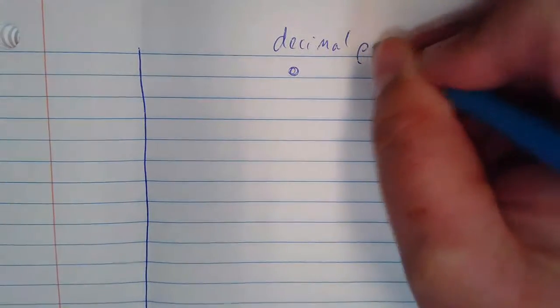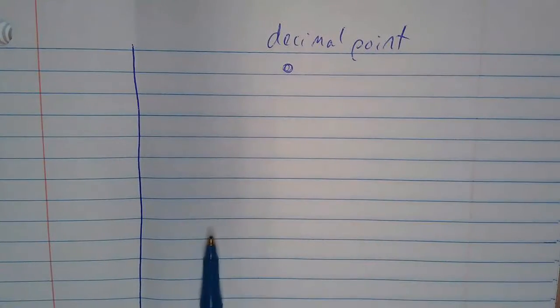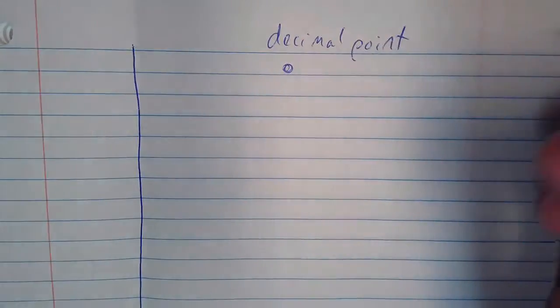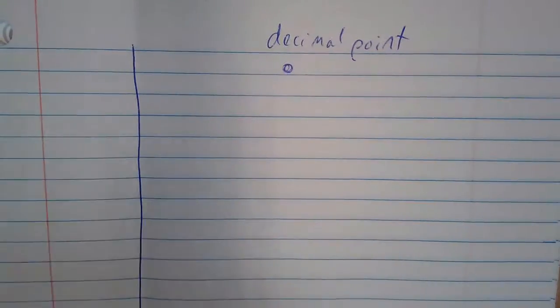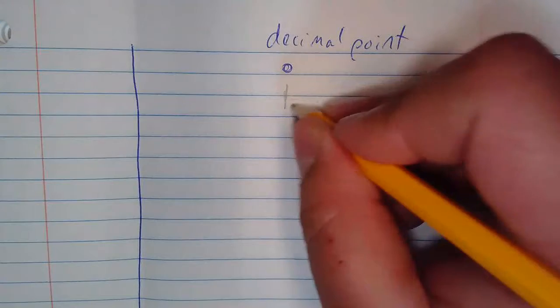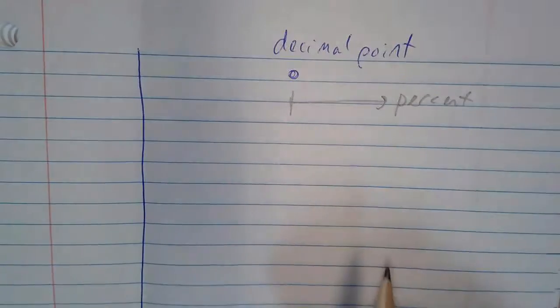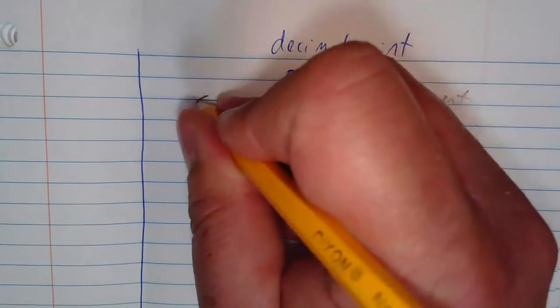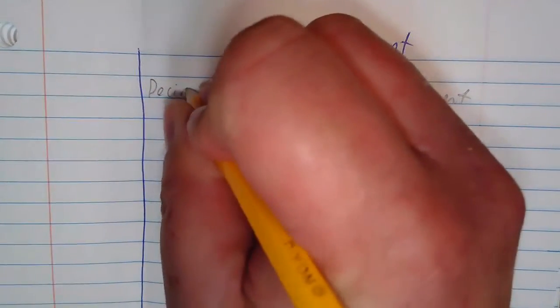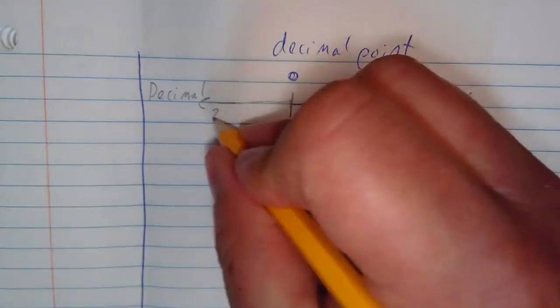All right? So let me summarize this as best I can. It's all about the decimal point. It really is. It's all about the decimal point. Now, you're either going to go to the right if you're making a percent, or the left if you're making a decimal. Okay? Two spaces.